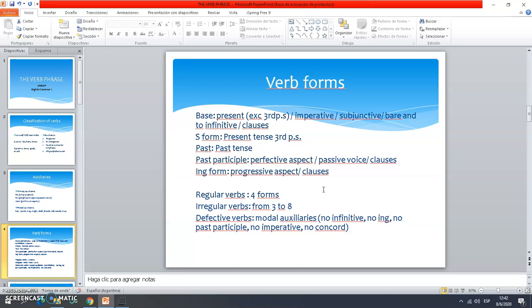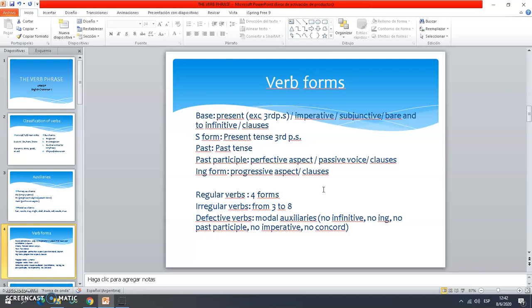In the case of irregular verbs, you may find from 3 forms to 8 forms, which is the verb which has the highest number of forms. Let's say the most irregular, of course. Yes, verb to be. If you think of the verb to be, you have be, is, are, am, was, were, been, being. All right, 8 forms. So it is a very difficult verb.